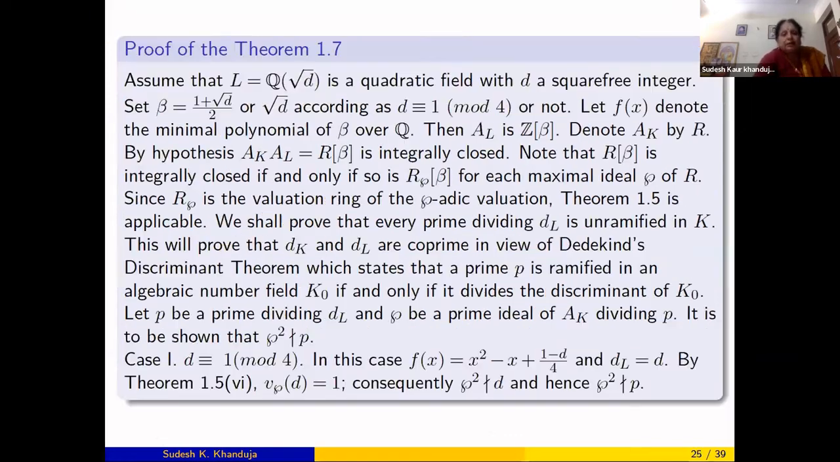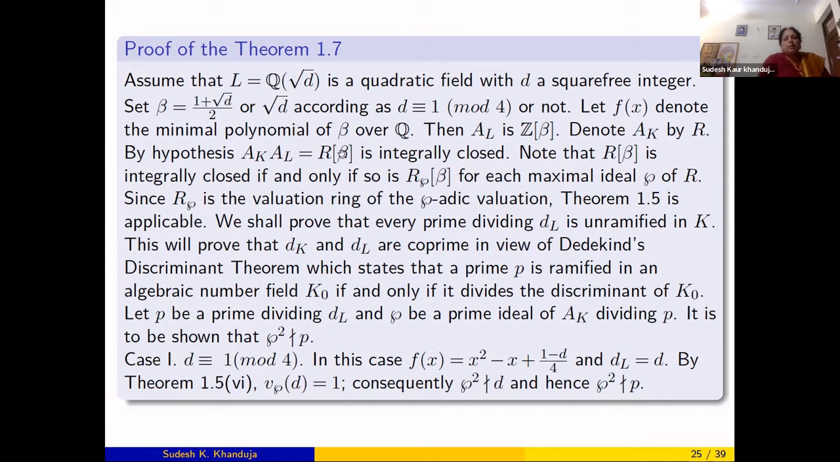How did we prove it? I'll hint a proof of it. Assume that one of them was quadratic, so assume L equal to Q(root d), where d is a square-free integer. Set beta equal to (1 plus root d) by 2 or root d, according as d is congruent to 1 mod 4 or d is not congruent to 1 mod 4. And we know that 1, beta is an integral basis of the field L.